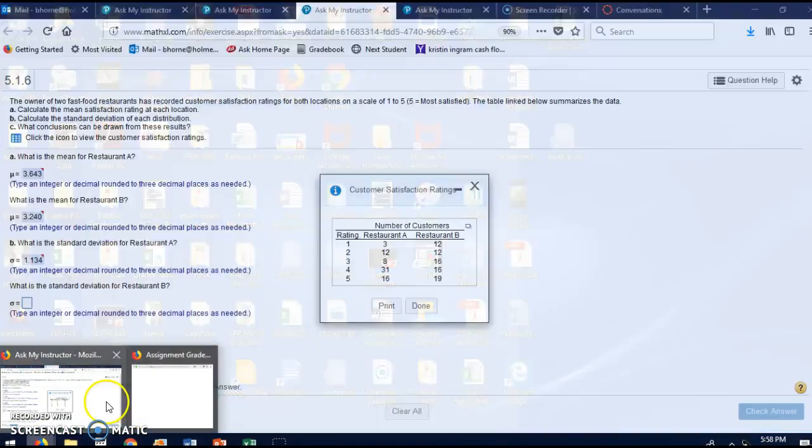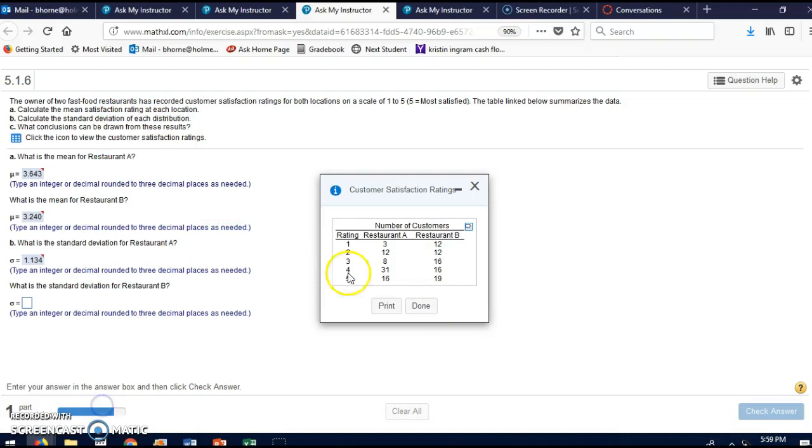So if you go back to the example, the standard deviation for A, the mean is 3.643 and the standard deviation is 1.134.